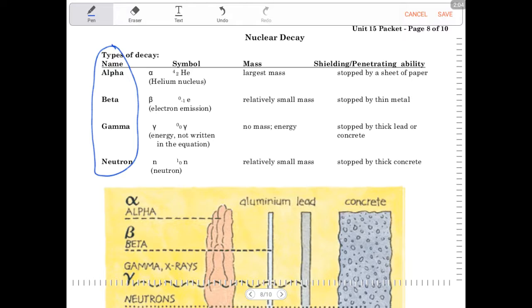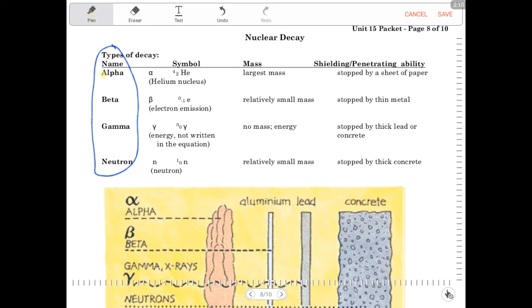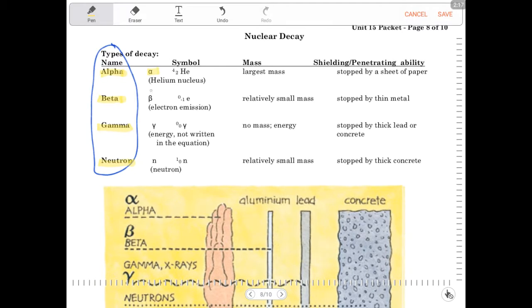So there are 4 types of decay. We've got alpha decay, beta decay, gamma, and neutron decay. You have to know there are symbols for all of them: alpha, beta, gamma, and the neutron is just an N. Alpha is just a helium nucleus. So you've got to know that it's helium that decays, right? Decay means you're going to lose that from whatever the substance is.